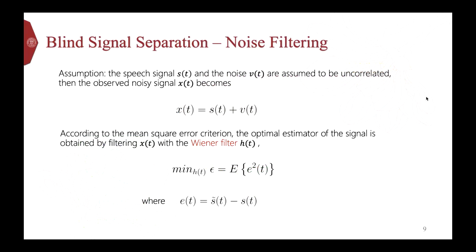So in this condition, the noise is additional noise, and according to the mean square error criterion, the optimal estimator of the signal is obtained by filtering with the Wiener filter. So in this assumption, the Wiener filter aims to minimize the mean square error and then achieve the noise filtering. And the core challenge is how to build the Wiener filters.